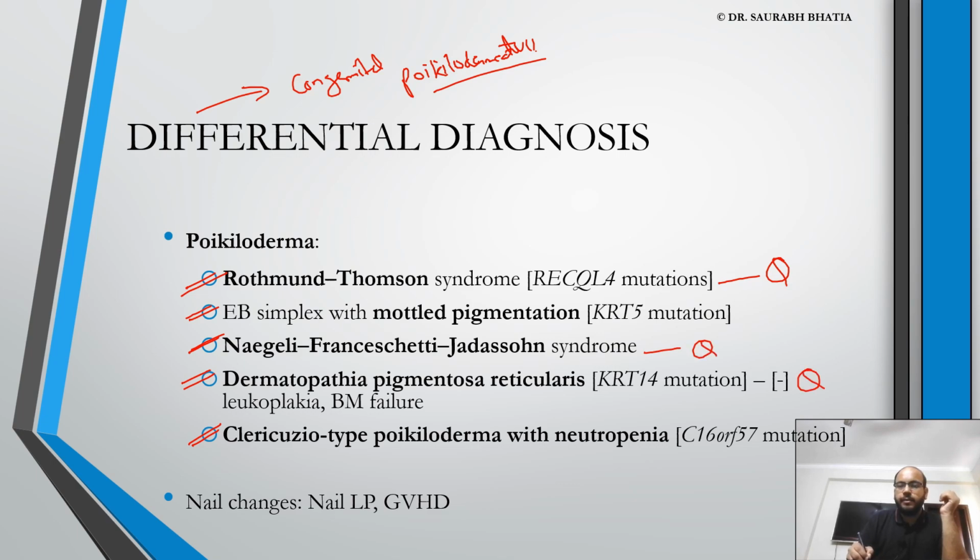A good thing about DPR is that it has the features of DKC, but it does not have leukoplakia or bone marrow failure because the mutation is there in keratin 14. Okay, it is skin limited. So mucosal involvement like leukoplakia and bone marrow involvement like bone marrow failure is not seen, but otherwise other cutaneous features of DKC are seen in DPR. The nail changes can be confused easily with nail lichen planus or GVHD, but remember you have to take all the different clinical features together.